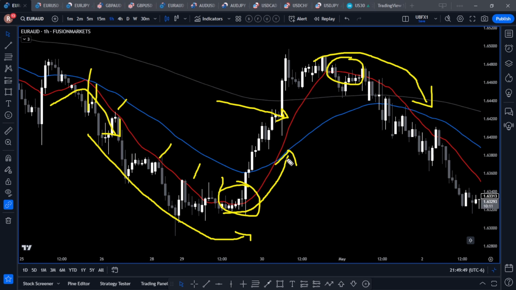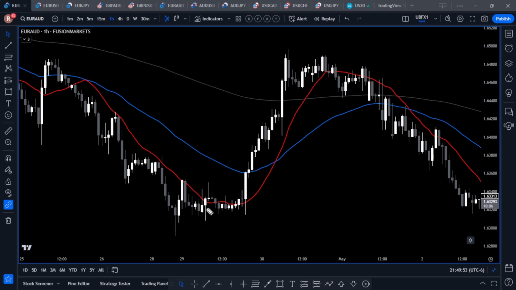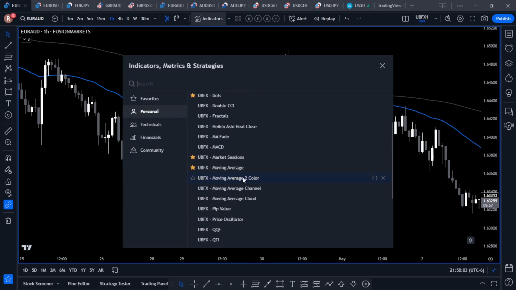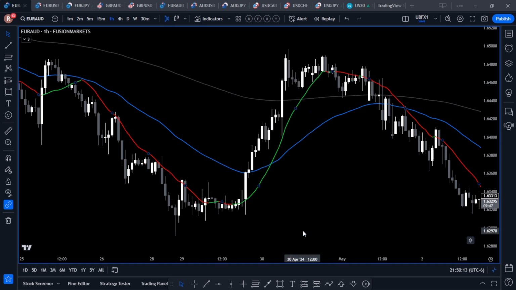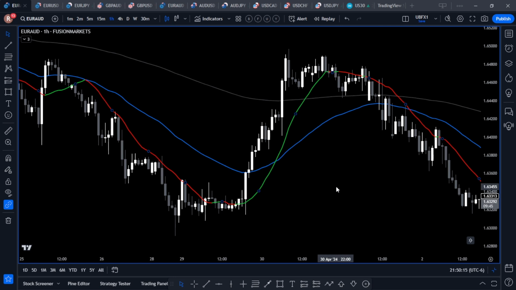So let's back this up a little bit. We'll take a look at this with a clean chart. And you know what I'm going to do, I'll put on a two-colored moving average here. So I've got a two-colored version of this. Now it'll color green when the slope is up and red when the slope is down. This is purely for demonstration purposes so that you can see this.